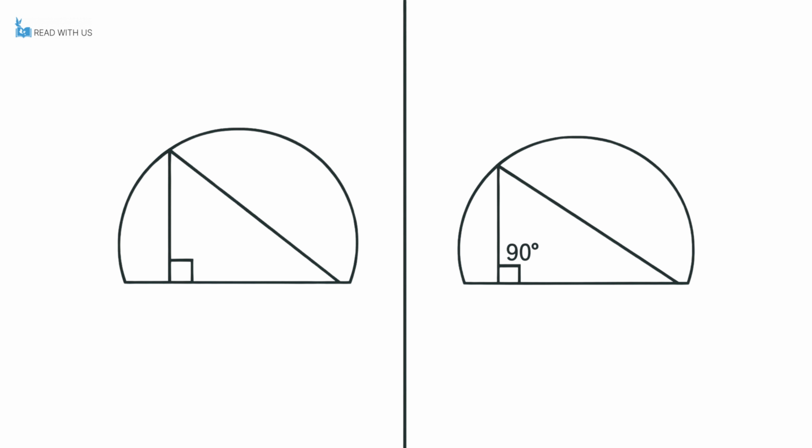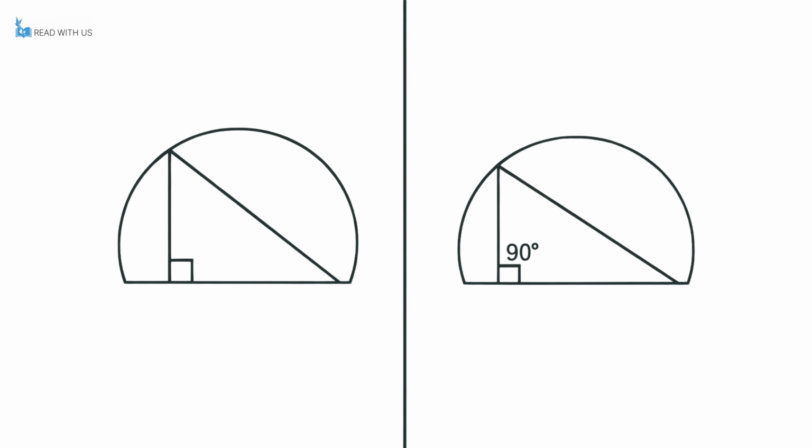If two angles stand on the same arc of a circle, they are always equal, no matter where they are drawn on the circumference. Number 4. A triangle drawn in a semicircle always makes a right angle. The diameter forms the base of the triangle, and the opposite angle is exactly 90 degrees.